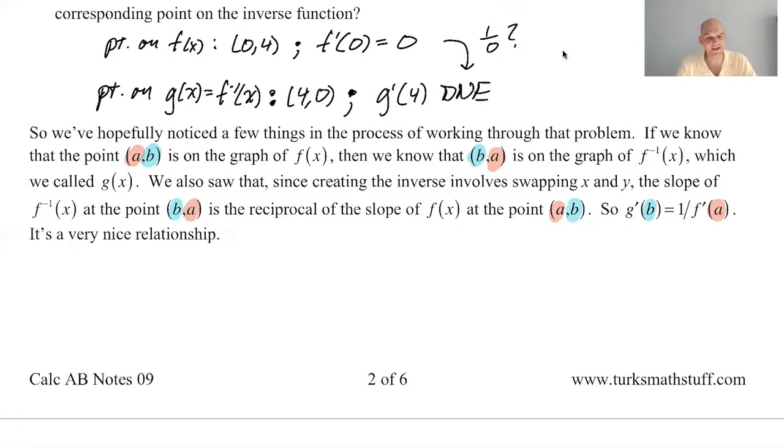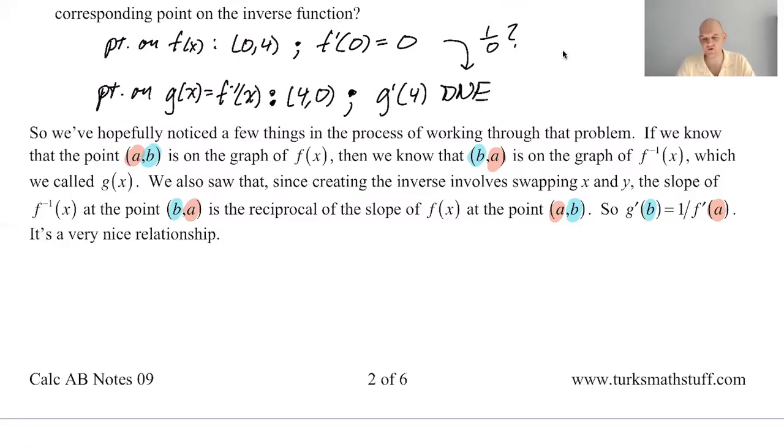If we know that the point AB is on the graph of f of x, then we know BA is on the graph of f inverse, which we're calling g of x for simplicity's sake. We also saw that since creating the inverse involves swapping x and y, the slope of f inverse at BA is the reciprocal of the slope of f of x at AB.